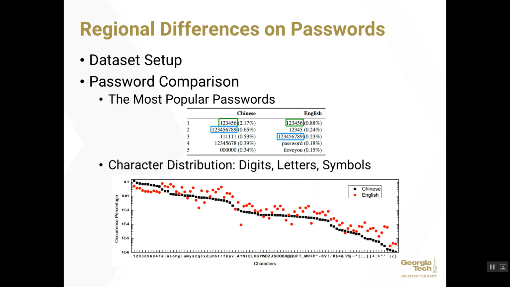And in this figure, it lists every printable character in descending order according to their presence in Chinese passwords. The first 10 characters are all digits, and the presence of all digits in Chinese data sites is more than those in English data sites. Then, English type passwords contain more letters and symbols.